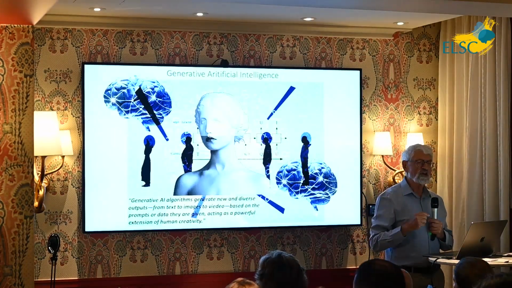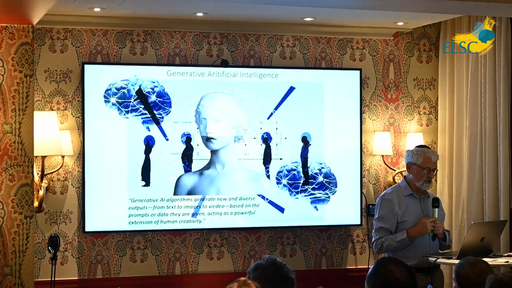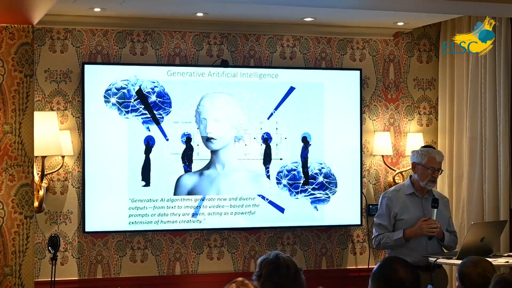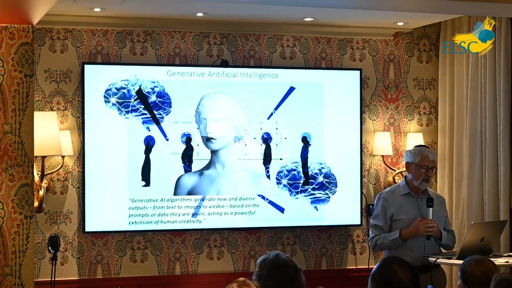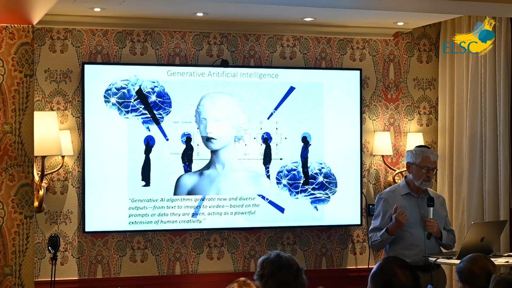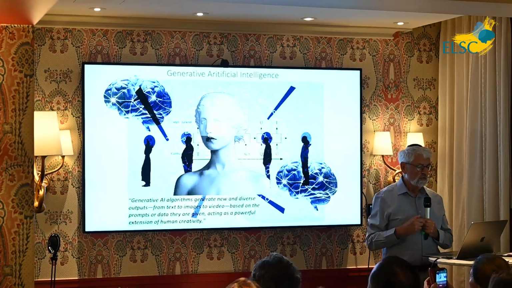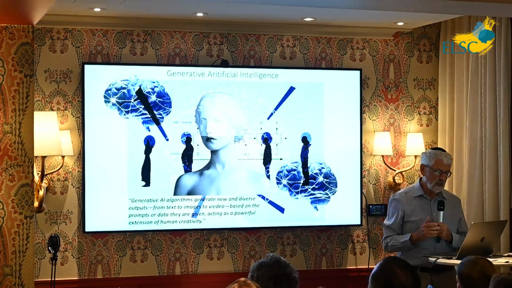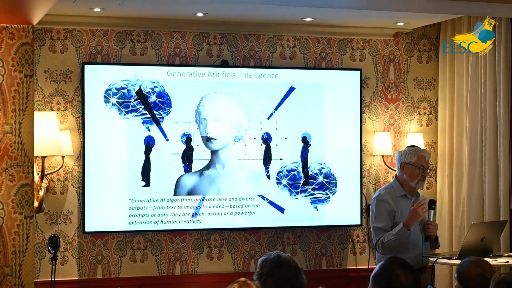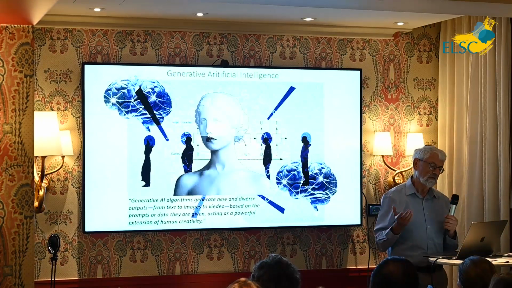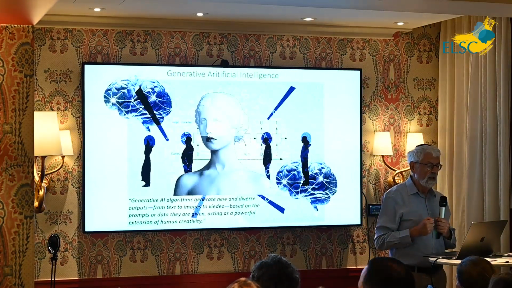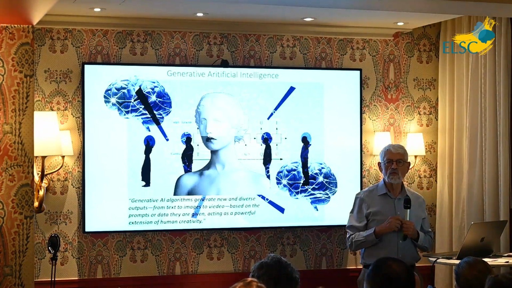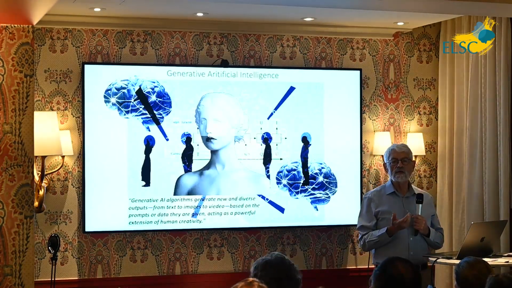So first of all, what is generative AI? Generative artificial intelligence. I asked GPT to explain. This is the answer: Generative AI algorithms generate new and diverse outputs from text to image to video based on the prompts or data, I'll explain what it means, that they are given, acting as a powerful extension of human creativity. Okay, that's ChatGPT. So the generative aspect of it is in contrast to analyzing existing data.